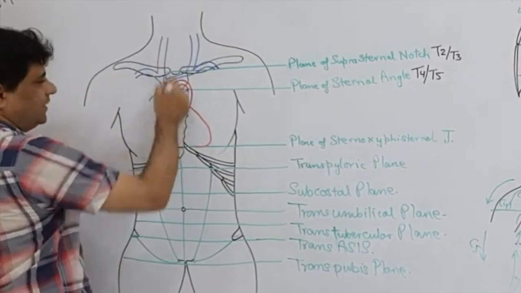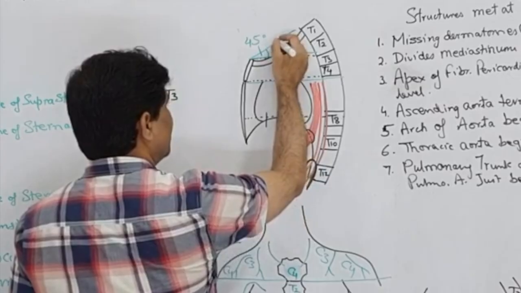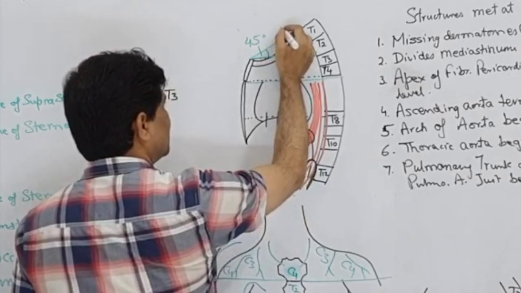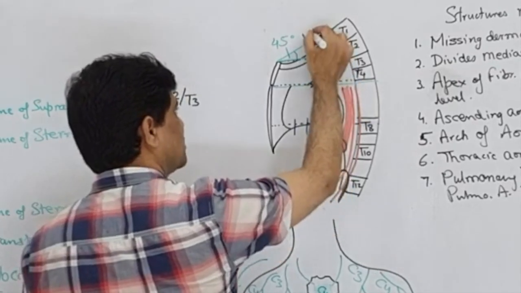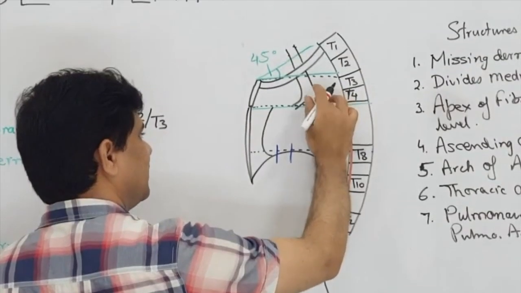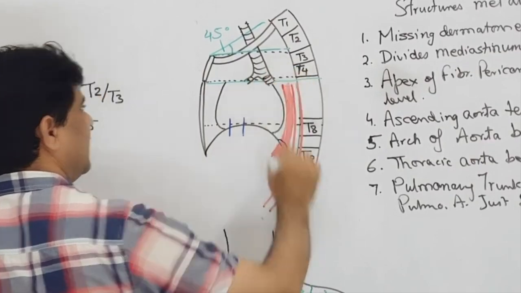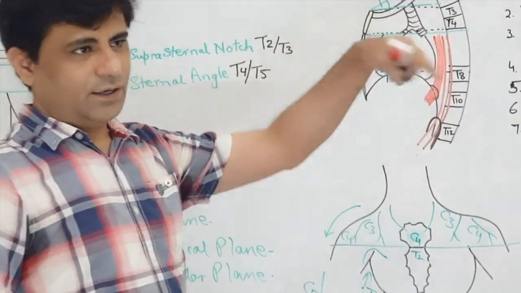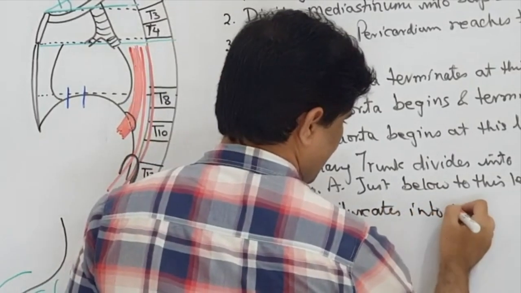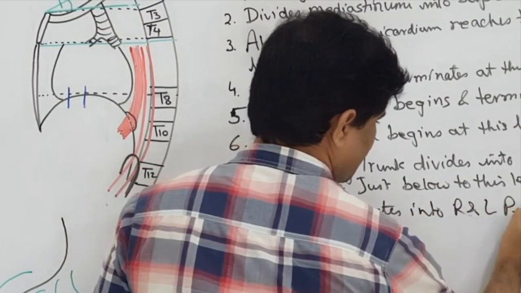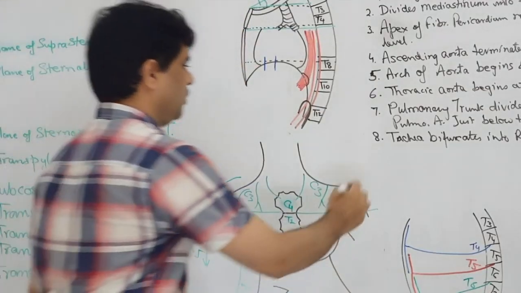Then there is the trachea. There is so much drawing already here, so I am drawing it here. The trachea, which was descending down like this, divides into right and left principal bronchus at this level, at the level of the sternal angle. Bifurcation of the trachea at the level of the sternal angle is called the carina. The trachea bifurcates into right and left principal bronchus at this level, and that is called the carina.